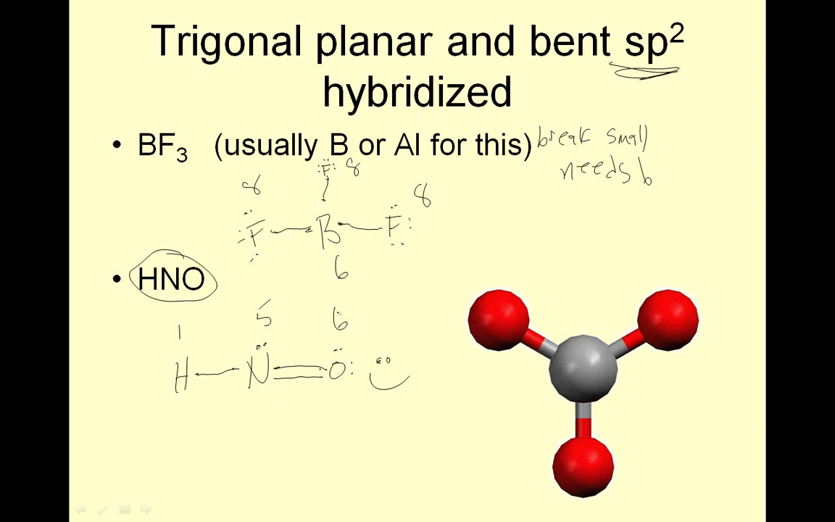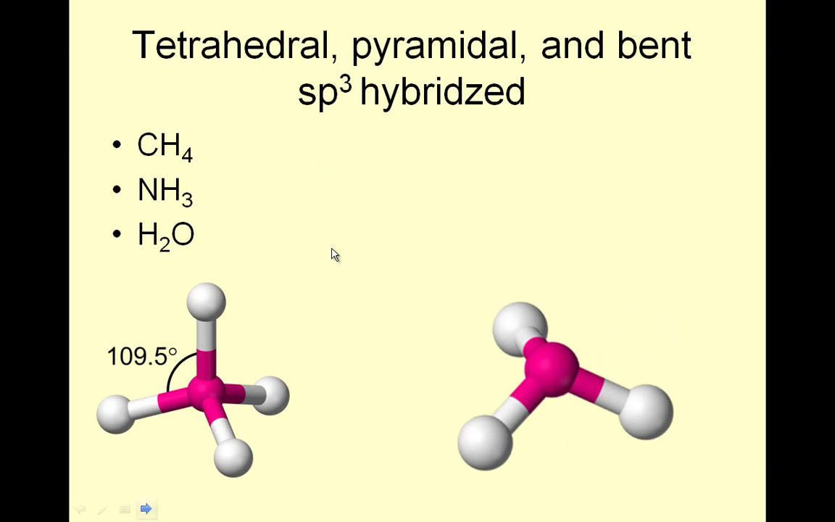Now count the regions of negativity. SP2: 1 s, 2 p. That's 3 regions. 1 region, 2 regions, 3 regions. SP2 hybridized. I don't have any pairs, right? This is empty. 1 region, 2 regions, 3 regions. So it's SP2.